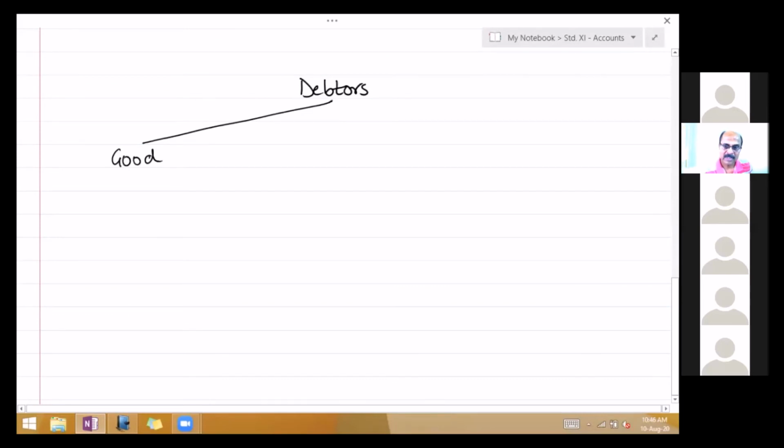Bad debtor. Bad debt. Bad debtor. Okay. Yeah, you're right. But what do you call such people who cannot pay money that they have taken? They're helpless. Insolvent. Correct. Either use the word insolvent or use the word bankrupt.